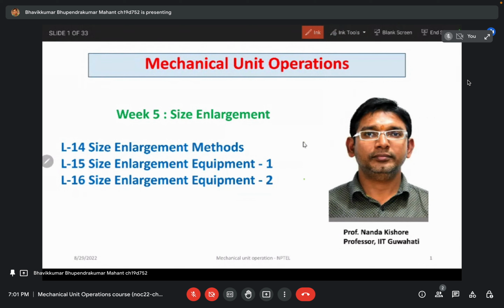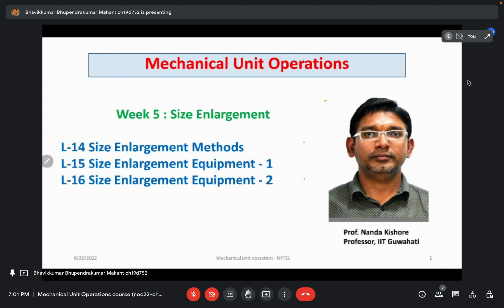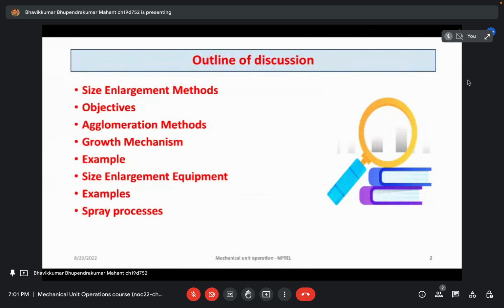Okay, so first, mechanical unit operation. Size enlargement is the week 5 course. There are 3 different lectures: size enlargement methods, and 2 lectures on size enlargement equipment. This is the outline of today's discussion. We start with the different methods, what the objectives are, how these different agglomeration methods work, and which mechanisms are used. There are some examples on it. So I covered all the major topics which have examples in the assignments. Then size enlargement equipment and spray processes.